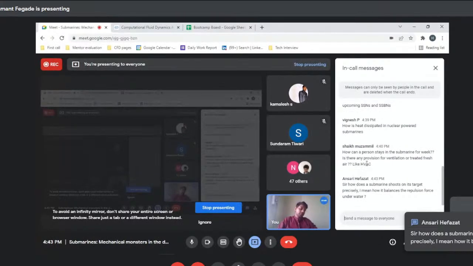Ansari asks, sir, how does a submarine shoot on its target precisely? I mean, how does it balance the repulsion force underwater?